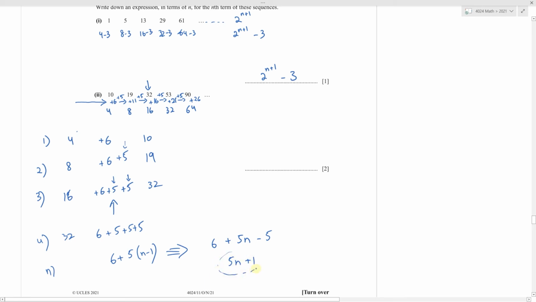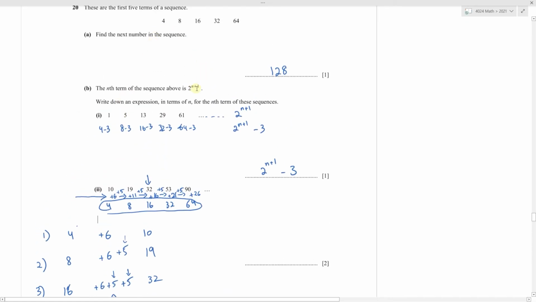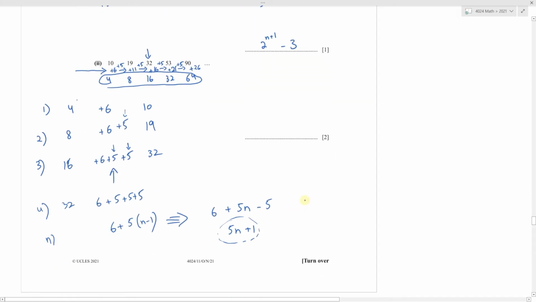So for the nth term, you will add 5n plus 1 to the nth term of this sequence here. And you are given the nth term for this sequence, which is 2 power n plus 1, and then you add this 5n plus 1. You can also verify this.